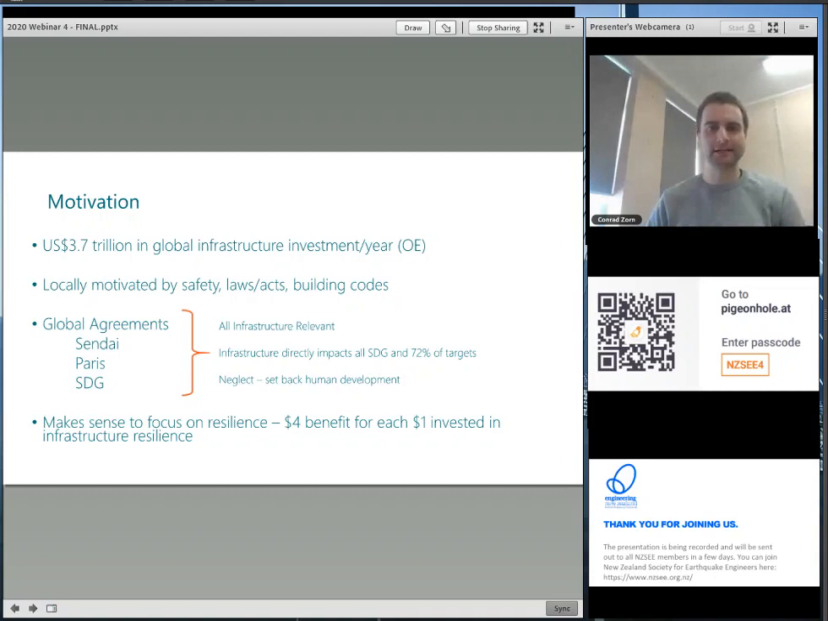So overall, it does make sense for us to focus on infrastructure resilience, particularly now when we're seeing about $4 worth of avoided losses over the lifespan of an asset for every additional dollar that we spend on resilience. So while it might increase the capital cost originally, the overall benefits are seen down the track.